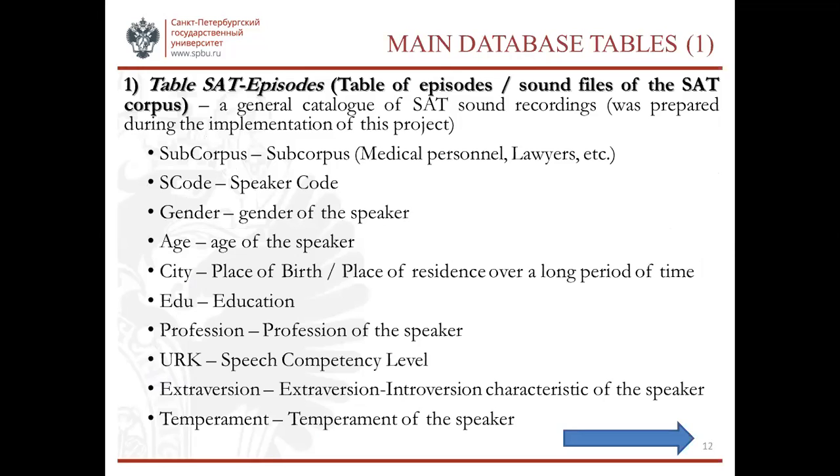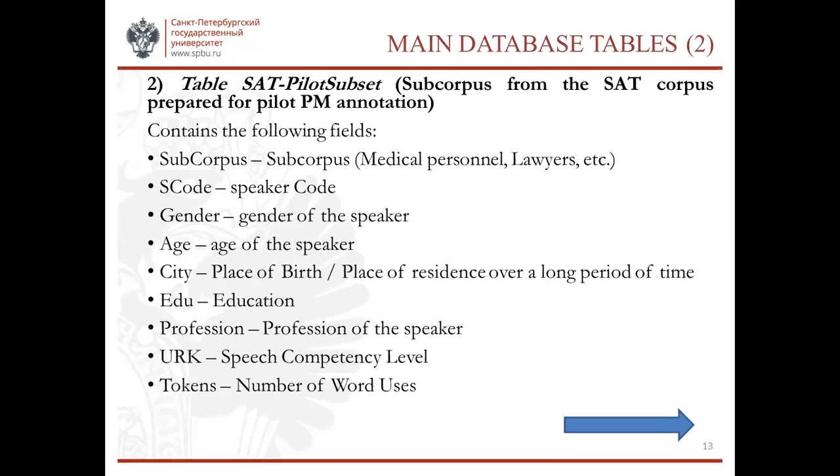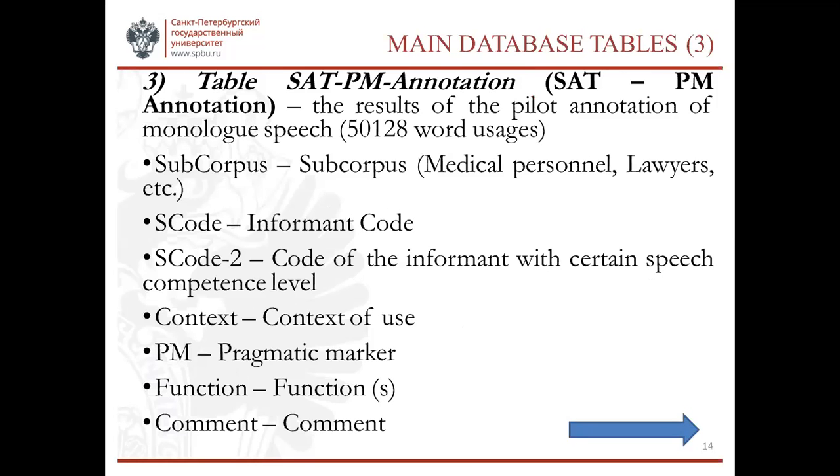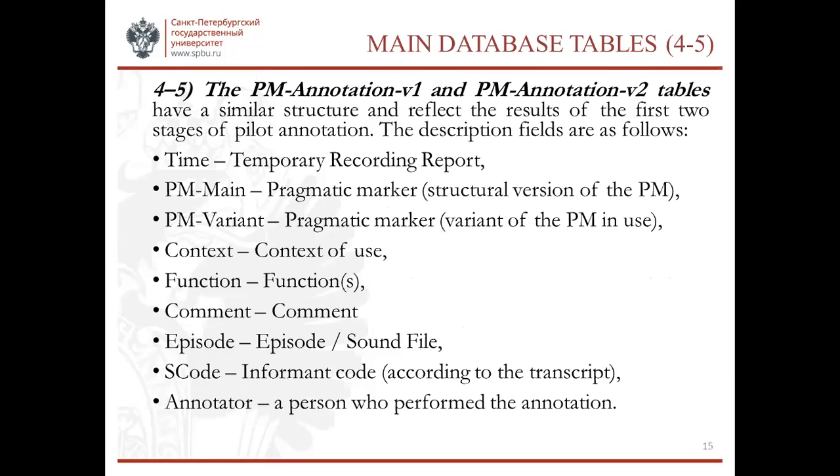So the first one is the table of SAT episodes. And the second one, table SAT pilot subset, that's the SAT corpus prepared for pilot annotation of pragmatic markers. Again, you can see all the fields that were filled in. Now, the third table, that's SAT PM annotation, the results of the pilot annotation of the monologue speech. Tables 4 and 5 are of the same type and have similar structure. They reflect the results of the first 2 stages of pilot annotation. And again, you can see for yourself the description fields if you are interested.